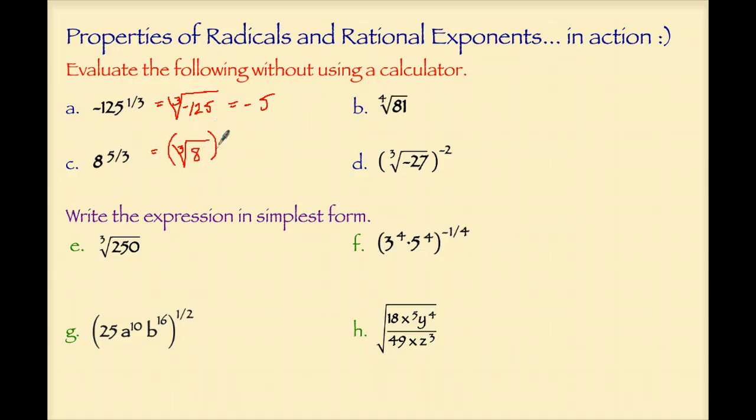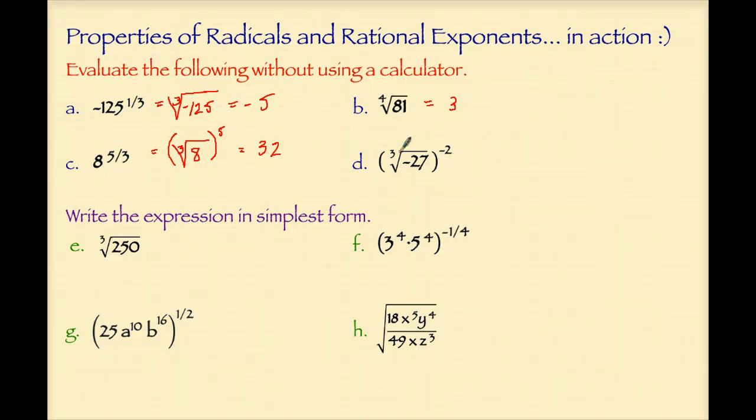8 to the 5/3, we can rewrite this as the cubed root of 8, and then I'm going to do that operation first and then raise it to the 5th power. The cubed root of 8 is 2, to the 5th power, 32. The 4th root of 81 is asking what number multiplied by itself 4 times gives you 81, and of course that is 3.